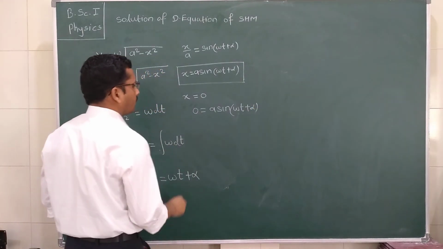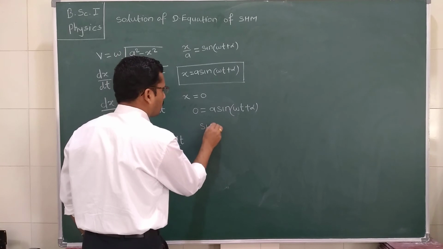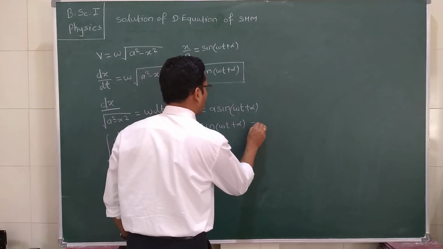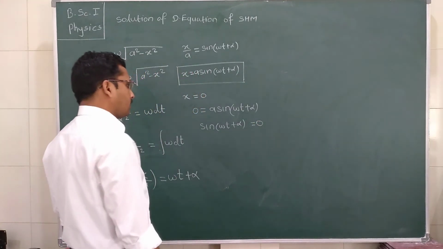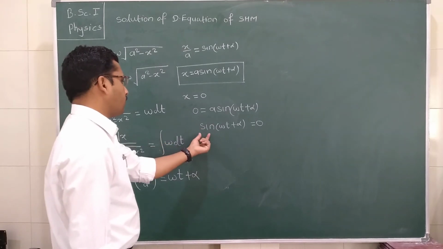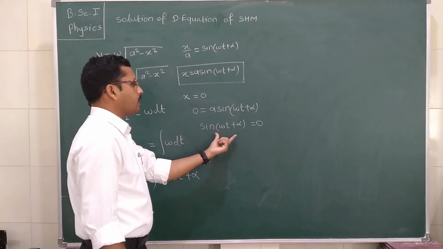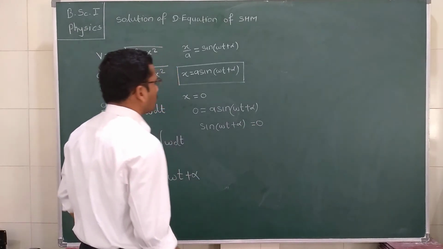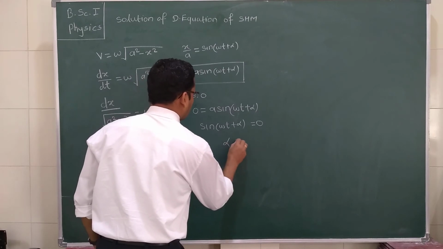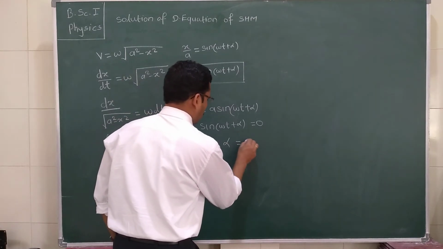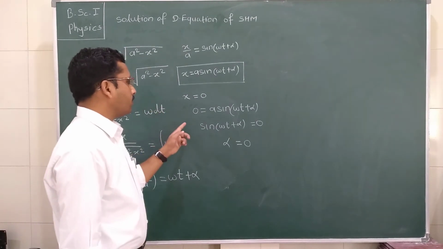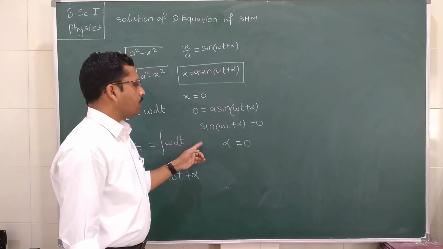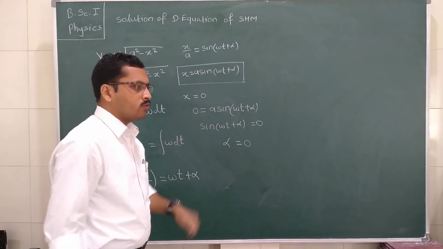Or we can also write this equation as sine of omega t plus alpha is equal to 0. But what is the value of this angle? The value of this angle should be equal to 0. Therefore, we can write sine of 0 equal to 0. So we write alpha is equal to 0. So when the particle starts from the mean position, the initial phase alpha is equal to 0.